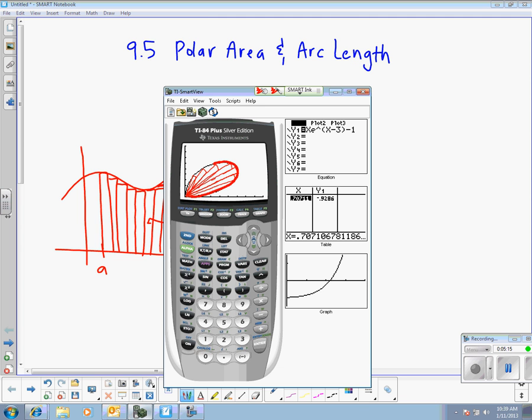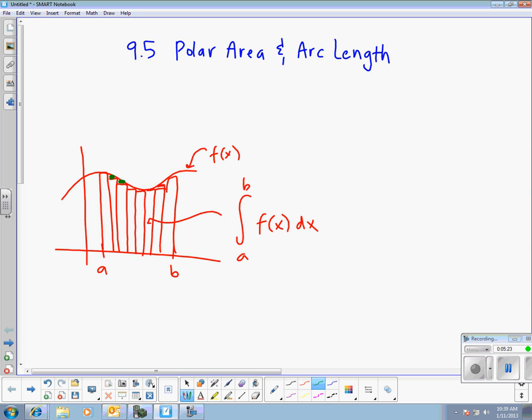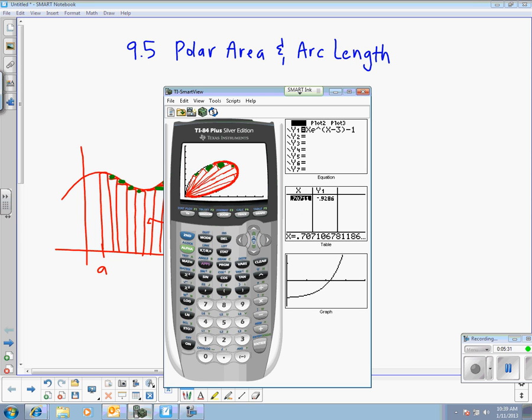And as they get infinitely thin, this error space up here will go away in the same way that my error over here went away as my rectangles got infinitely thin. So this is the basis of polar area. You're not going to need to do difficult math steps technically in finding this. I just want you to understand the basis, that it's doing a similar thing just with triangles instead of rectangles.